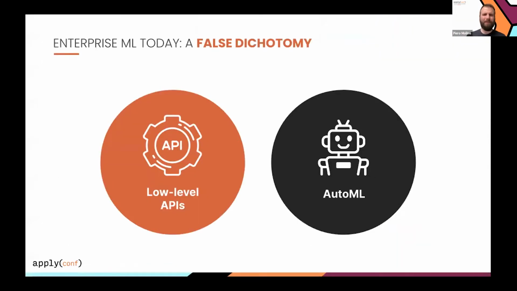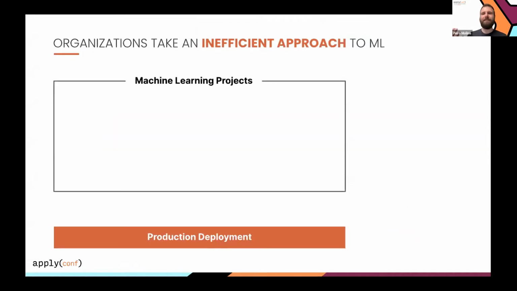The basic concept is that we believe that in the machine learning space today, there is a false dichotomy. On one hand, there is a do-it-yourself approach. We have low-level APIs. And on the other hand, you have AutoML that automates the process. But we believe that it's a problem. These two solutions don't solve the underlying problem. The underlying problem is the inefficiency of the machine learning development process.